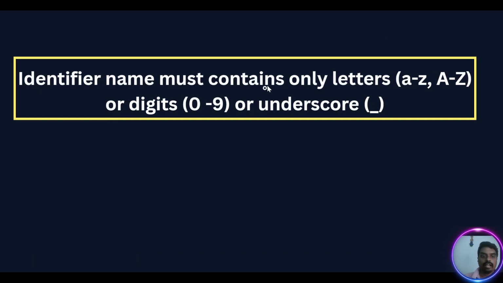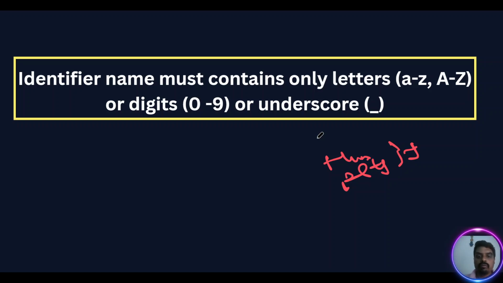In general, like us humans, we name our pets, and we follow some rules to put the names. Similarly, in the Python programming language, we have to follow some rules to name the programming elements. So what are those rules?